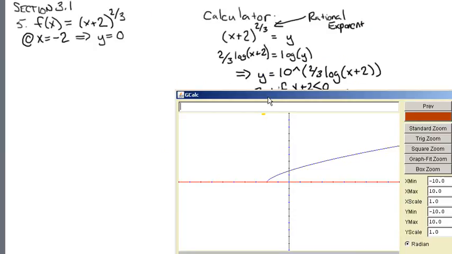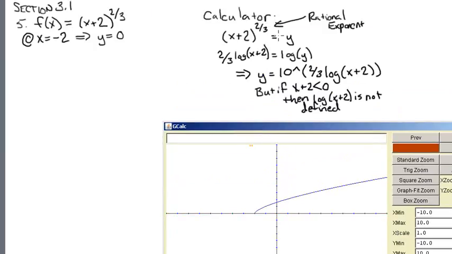I have a little note on this. If I have the quantity of x plus 2 to the 2/3 equal to some function, then if I take a log of both sides, I can bring down that 2/3, and I'll have a value that I can put into this. I'll know what x is. So for example, x is positive 4, so I'll find the log of 6.